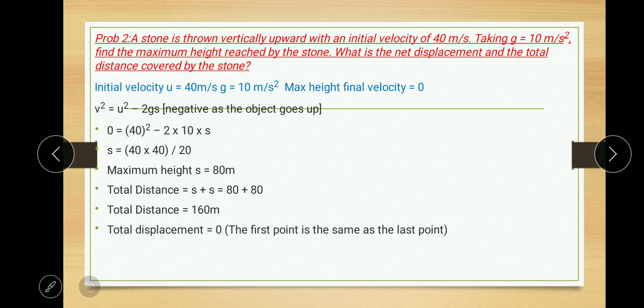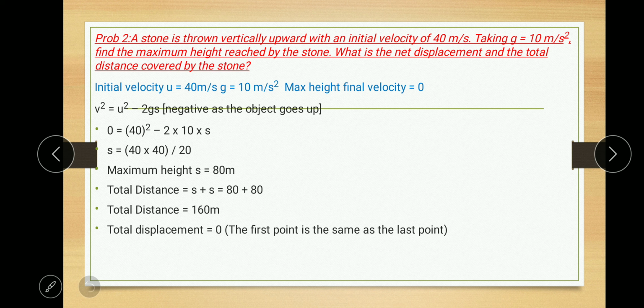Distance and displacement. This is a very tricky question. Distance is a scalar quantity. It has only magnitude. But displacement is a vector quantity. It has magnitude as well as direction.